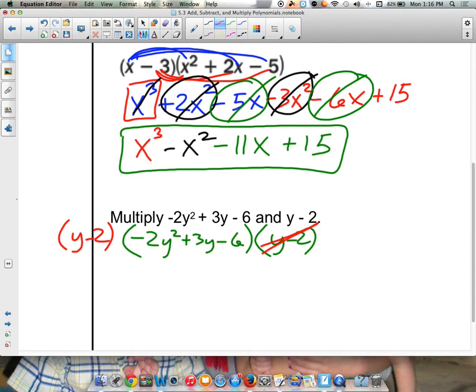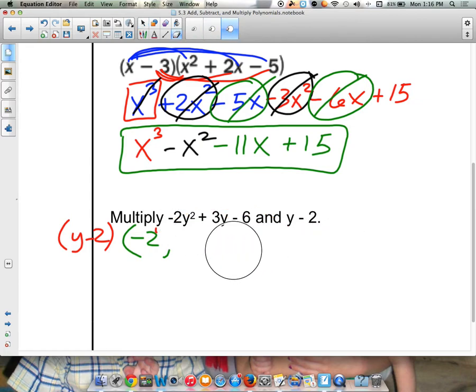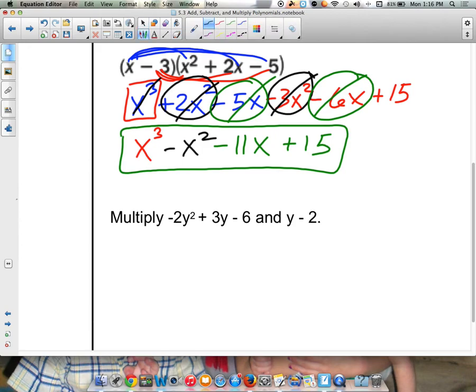And then you just distribute the y, distribute the negative 2. That's fine. If you don't want to switch it, then you're just going to have to take the negative 2y squared times the y times the negative 2, and then take the 3 and distribute it and distribute the 6. So it doesn't matter how you do it. You have some options. So just remember that. I think I'm just going to go with the first one: negative 2y squared plus 3y minus 6 times y minus 2.